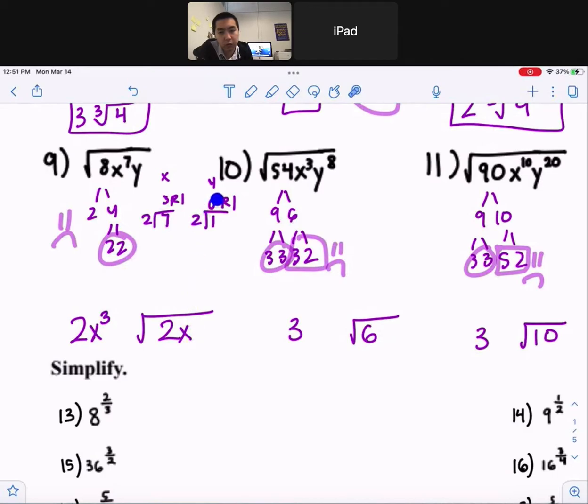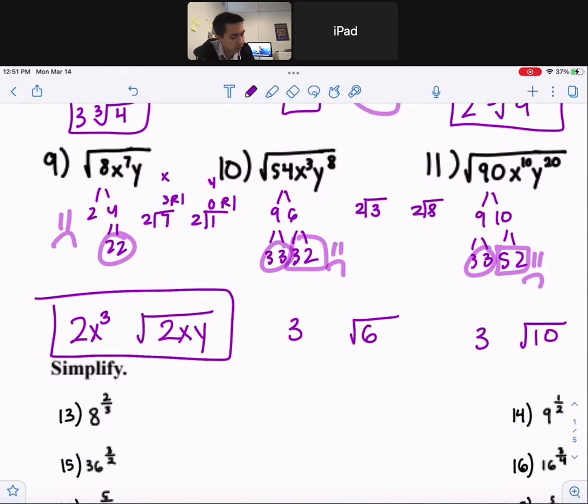Here, no y's to the outside, but one y to the first power on the inside. So again, take the exponents and divide by the index. 2 goes into 3 once, with a remainder of 1. 2 goes into 8 4 times with no remainder. So this represents the x variables: x to the first on the outside, x to the first on the inside. Y to the fourth power on the outside, no y's on the inside, so that's going to be that.